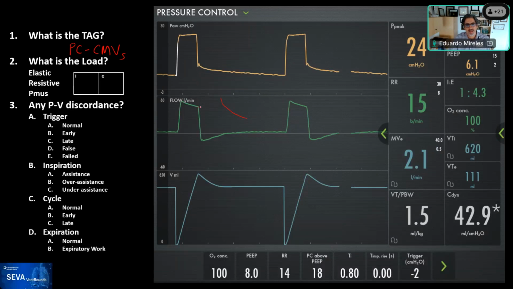So this is a pattern that it's demonstrating. If you would follow the time constant for this, it is very prolonged. I'm just drawing here, but it's very long, and we see this in patients with very high resistive load, very high resistive load. This could also be that the patient is doing effort.